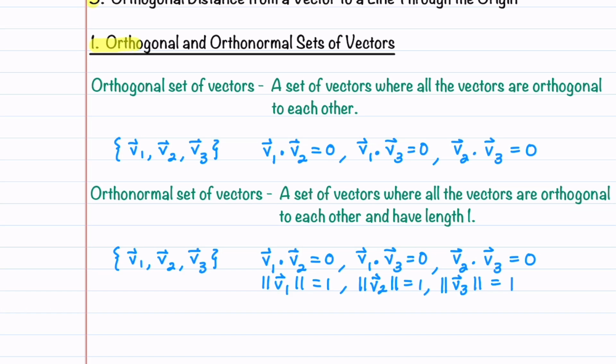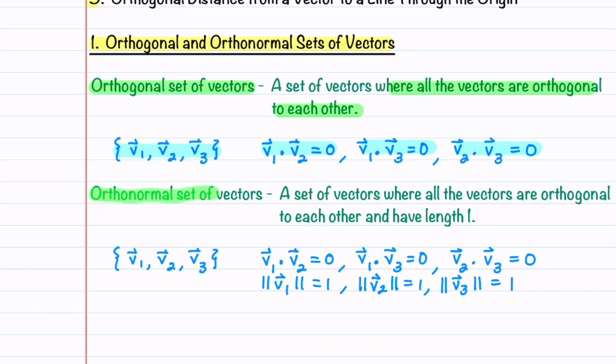Let's begin by learning how orthogonal and orthonormal sets of vectors are defined. An orthogonal set of vectors is a set of vectors where all the vectors are orthogonal to each other. If the set of vectors v1, v2, and v3 is an orthogonal set of vectors, then the dot products of all the vectors in the set will be equal to 0.